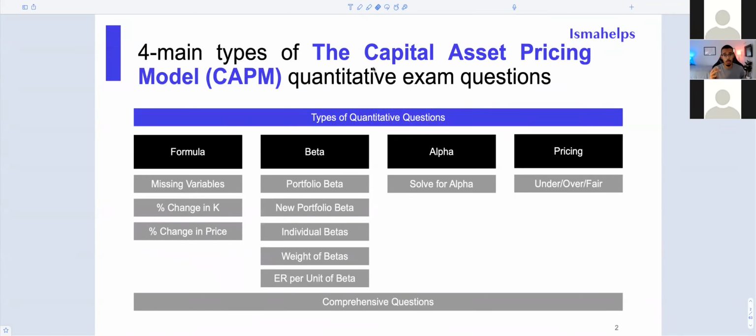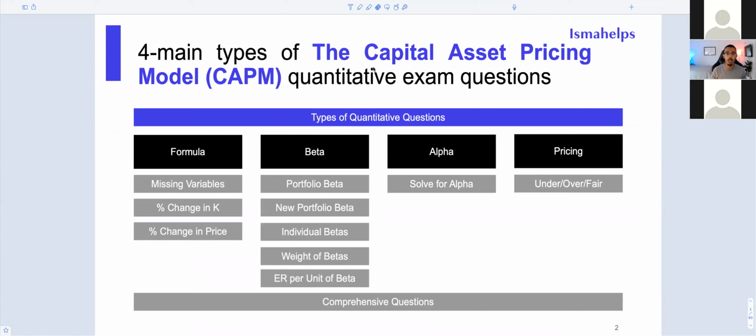Now, within the second segment, which covers beta quantitative questions, there are 5 subsegments that we need to work through. The first one is pretty straightforward. You just got to solve for the portfolio beta. Simply plug it in within the weighted average sum formula, and you'll get your output. The second segment is finding what will be our portfolio's new beta once we decide to purchase a new asset or sell a set of assets, okay?